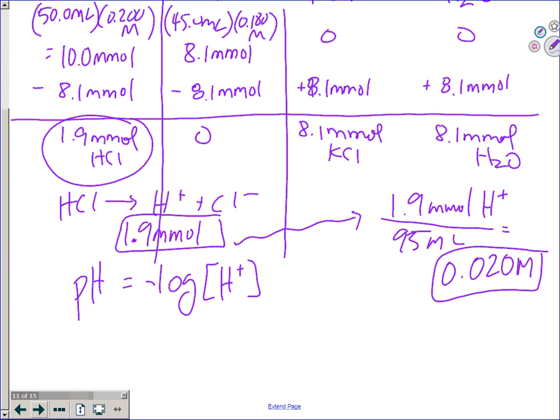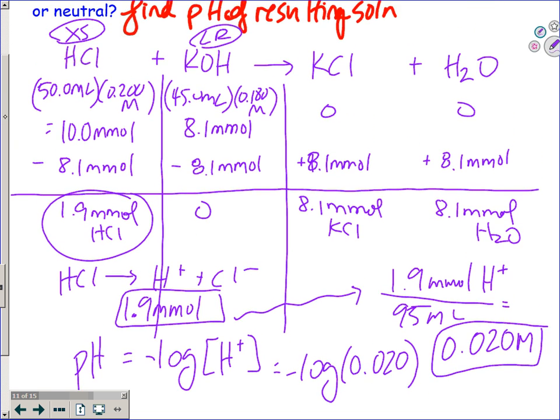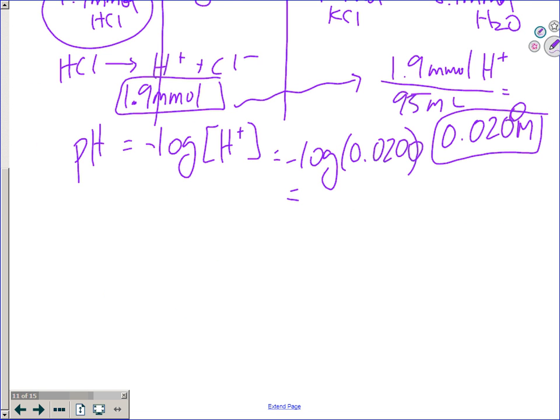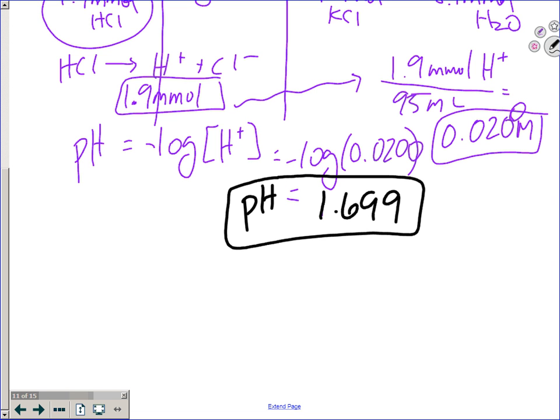Okay, so this information goes in here. So then we do negative log of 0.0200, which, let's double check our numbers, 3 sig figs all the way, so this should be 0.0200. Okay, and then what's that in terms of pH? 1.699. Okay, which is acidic, so we know we're on the right side of the scoreboard, right? So now we're right here.